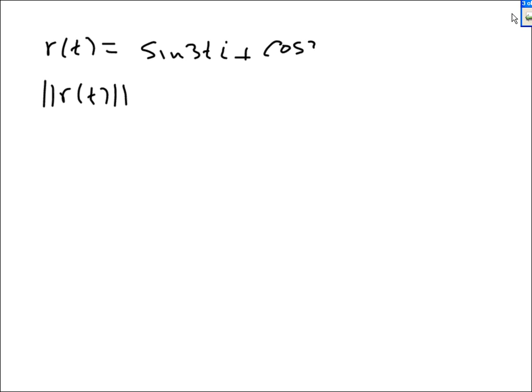I want to find the speed. Actually, I want to find r prime of t. I want to find the magnitude of r of t. R of t is given to be sine 3t in the i direction plus cosine 3t in the j direction plus t in the k direction. i, j, and k are vectors. They really should get arrows above them.